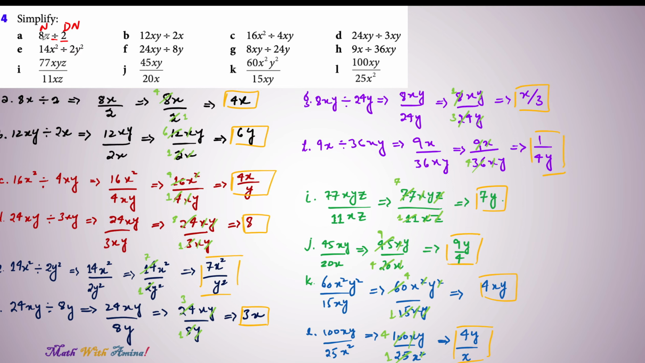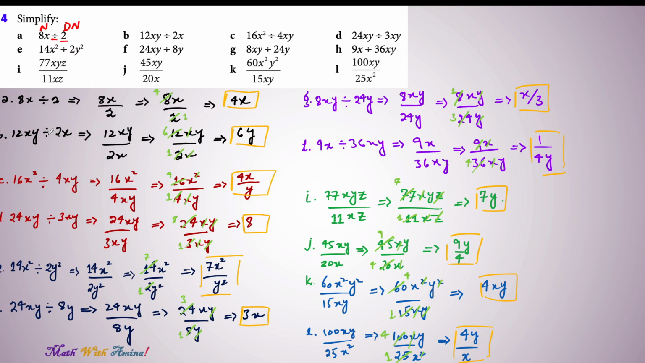The first expression, we have 8x divided by 2. So we will write this in the p by q form, or in the fraction form. It will become 8x over 2. The next step is simplification. We look for the common factor. 8 divided by 2 gives us 4. x is written in the numerator only once, so it will remain the same. Therefore, we will get 4x as the final answer.